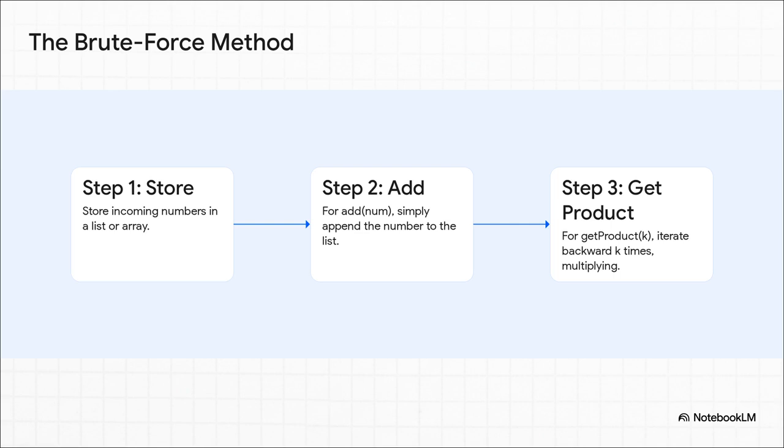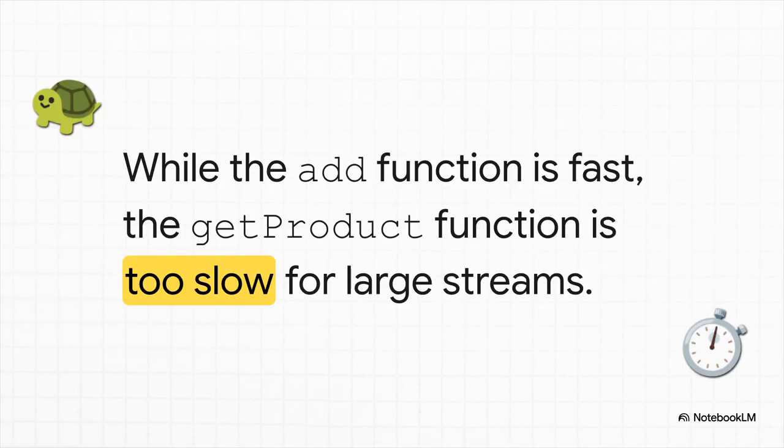Done. And to get the product of, say, the last two numbers, like from a stream of 3, 1, 2, 5, 4, you just grab the last two, the 4 and the 5, multiply them together, and you get 20. Easy enough. But yeah, there's a huge catch. We hit a wall, and we hit it hard. While that add function is super fast, our getProduct function has a major performance problem, especially as that stream of numbers gets longer and longer.